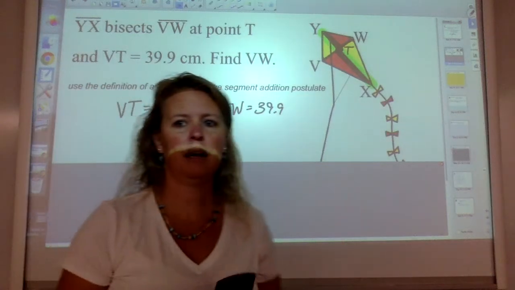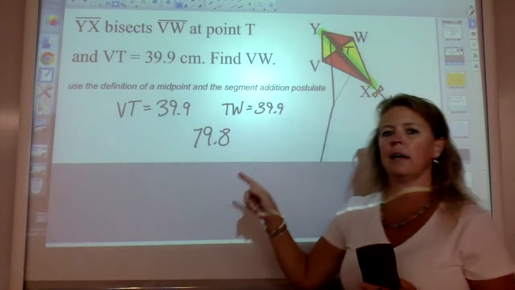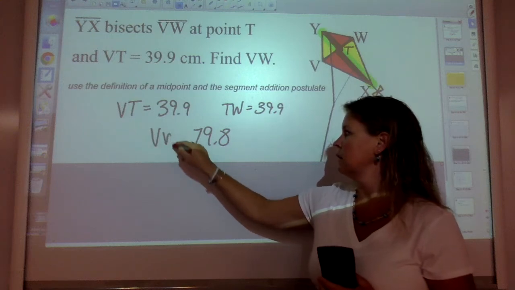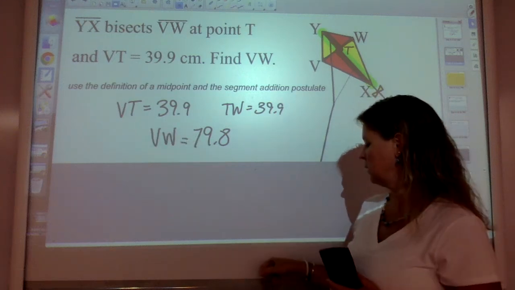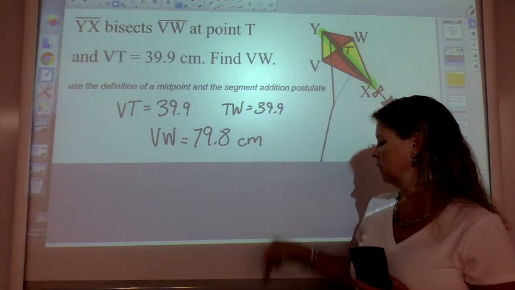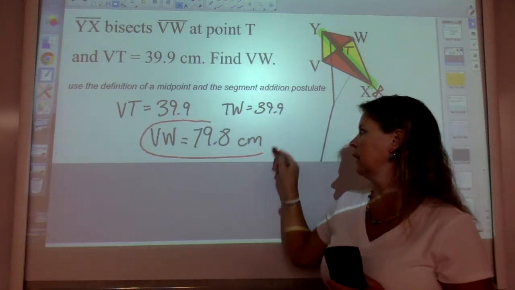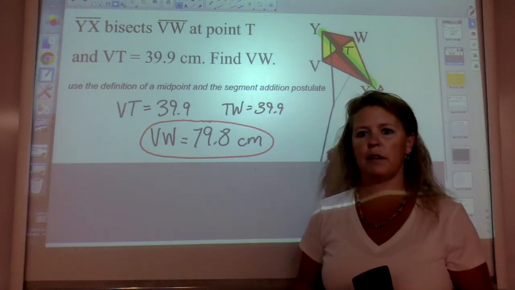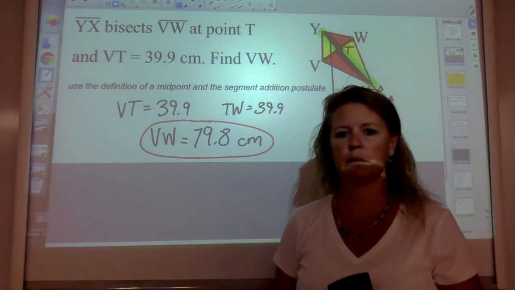In geometry, how are you going to answer that? You're going to answer it as the measure of segment VW equals 79.8 centimeters. Tell me the full answer. The measure of segment VW equals 79.8 centimeters.